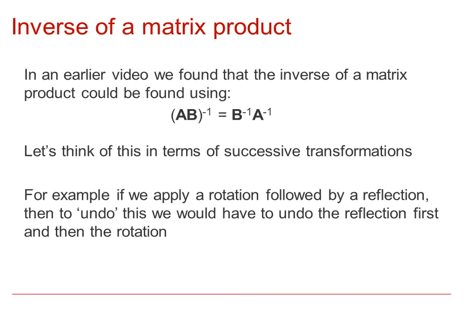Just to remind you, in an earlier video we found that the inverse of a matrix product could be found using (AB)^-1 equals B^-1 A^-1. Again, let's think of this in terms of successive transformations. For example, if we apply a rotation followed by a reflection, then to undo this, we would have to undo the reflection first and then the rotation.